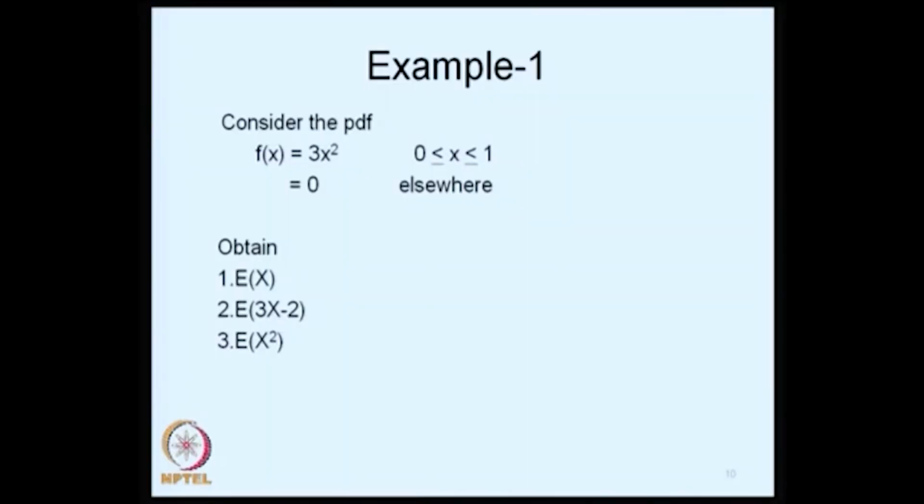Let us take a numerical example. First, we will work with the expected value alone. Let us say you have a PDF f of x equal to 3 x square, defined for x varying between 0 and 1. Let us obtain the expected value of x, the expected value of a function defined on x, which is 3 x minus 2, and the expected value of x square, which is another function defined on x.